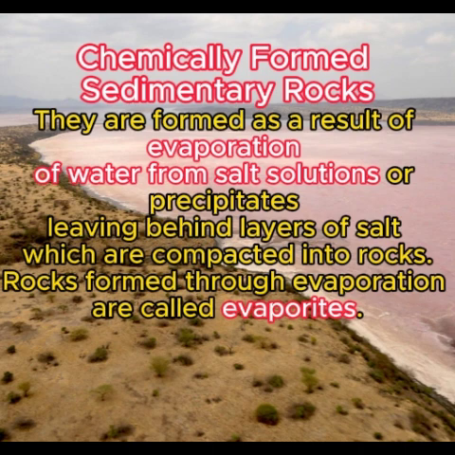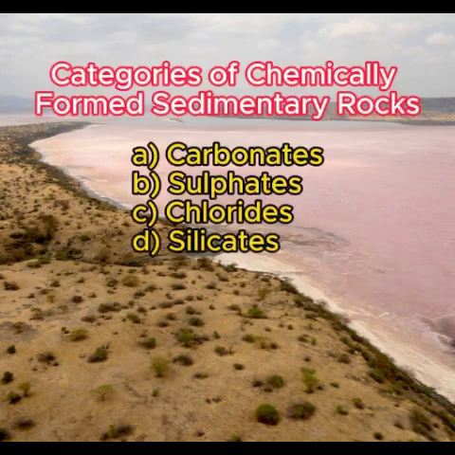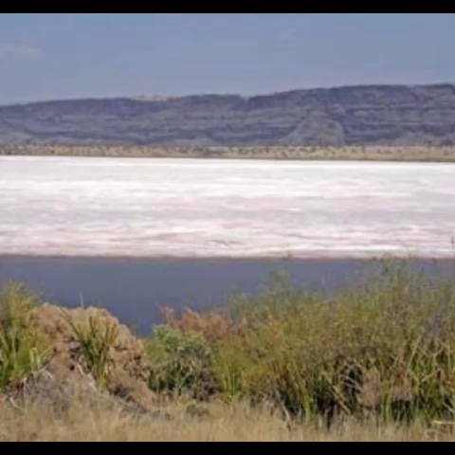They are formed as a result of evaporation of water from salt solutions or precipitates, leaving behind layers of salt, which are compacted into rocks. Rocks formed through evaporation are called evaporites. However, there are 4 major categories of chemically formed sedimentary rocks, including carbonates, sulfates, chlorides, and silicates.